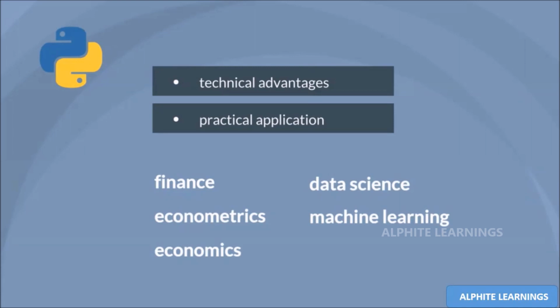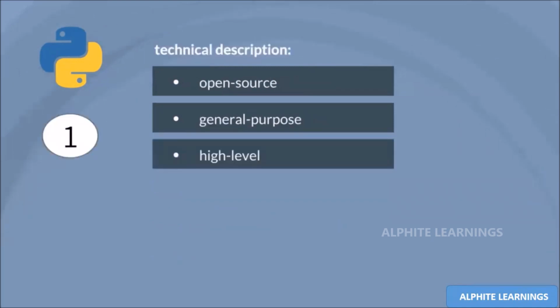We can classify the main advantages of Python, compared to other programming languages used in every industry, into two things: technical advantages and practical applications. The first is technical. In that, I have listed three things: open source, general purpose, and high level language.